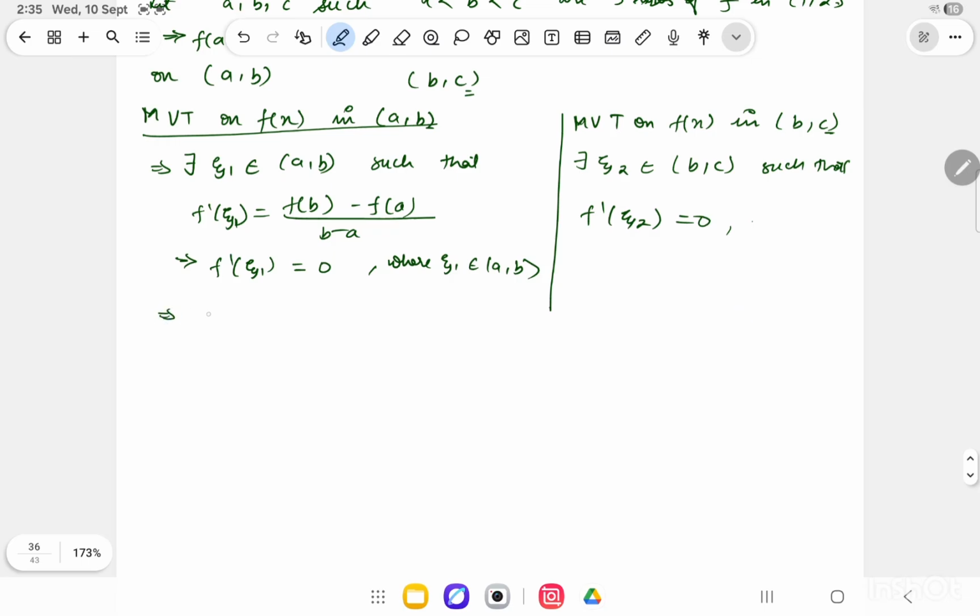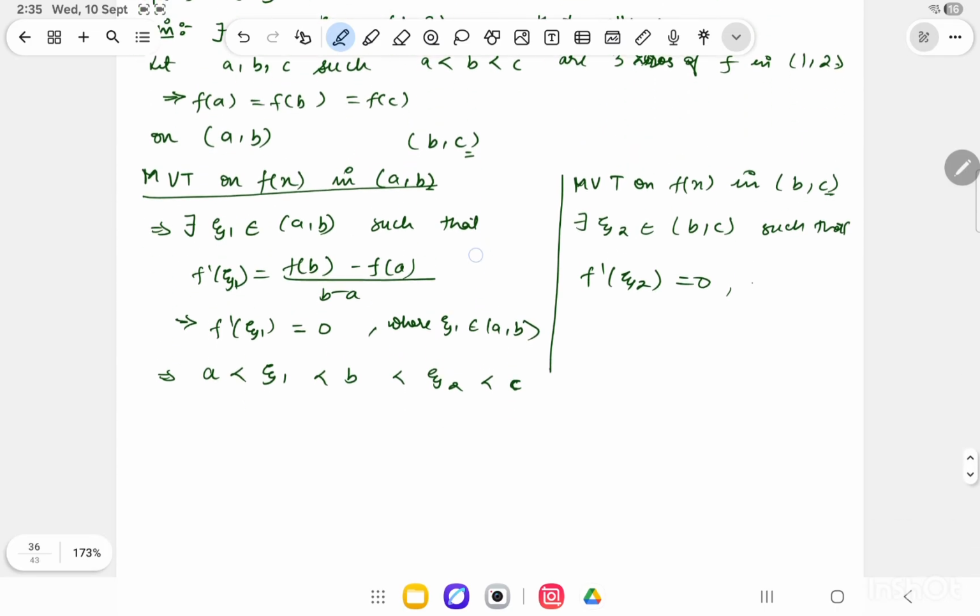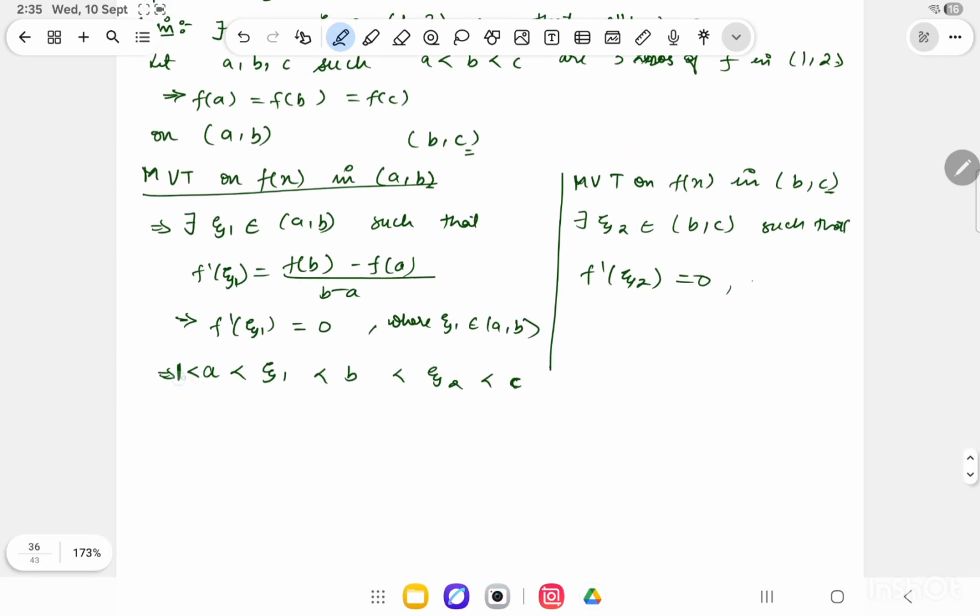Now I got a is less than xi1 is less than b is less than xi2 is less than c, and a is greater than 1 and c is less than 2, because the roots are in the open interval (1, 2). So I got this relation, and I got f'(xi1) is equal to 0 and f'(xi2) is equal to 0.